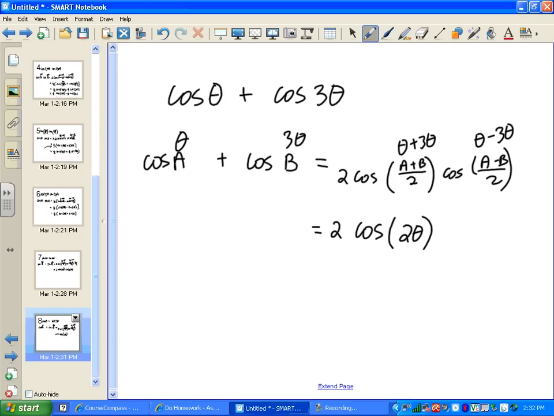And then on the next one here, theta minus 3 theta would be negative 2 theta. And so negative 2 theta over negative 2 would just be negative theta. Okay, now I'm not going to leave that with a negative theta. So recall the cosine of negative theta is just cosine of theta. That was the even property that we use there sometimes.